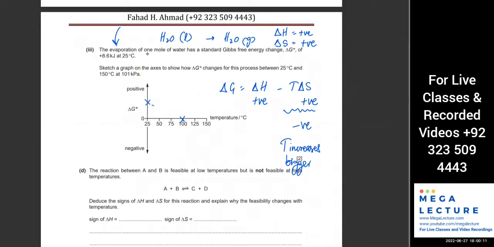So the graph would actually go like this. Before 100, it's going to be non-feasible. It's going to have a positive value, right? And as T increases, it's going to become more and more negative. So at this temperature, it becomes negative. Is this graph clear? Do you understand this graph? Yes. From the values, we were able to figure out that it becomes negative, but the exact point is 100. Beyond that, it becomes very feasible. It becomes more and more negative.